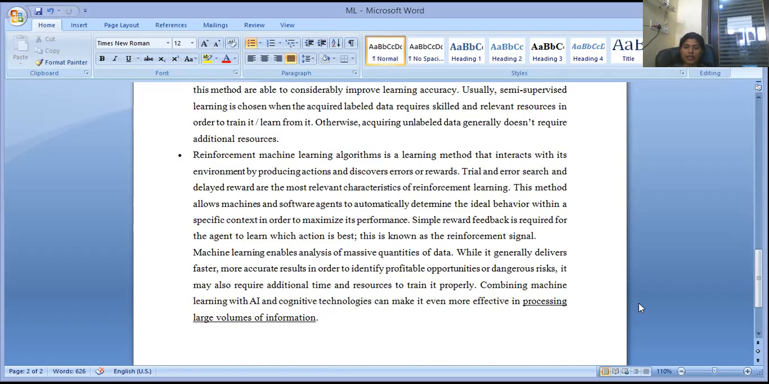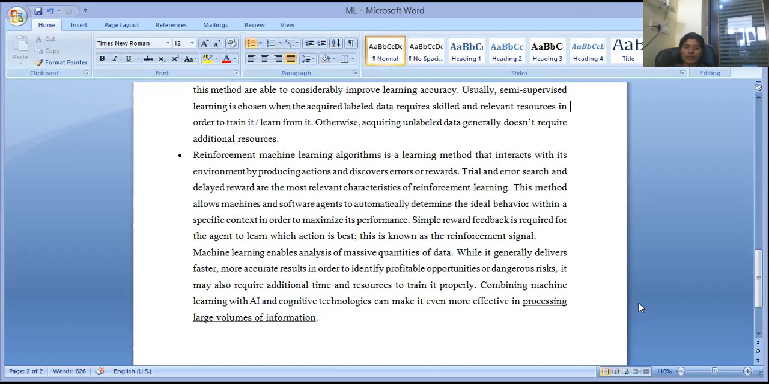Simple reward feedback is required for the agent to learn which action is the best. This is also known as the reinforcement signal. Now, if we talk about machine learning, it enables analysis of a massive quantity of data, while it generally delivers faster and more accurate results, using all these techniques to identify profitable opportunities or dangerous risks.